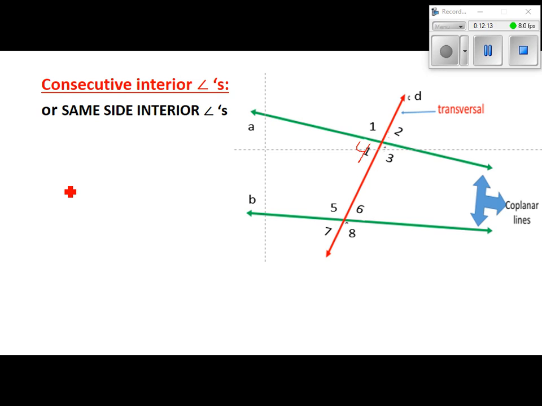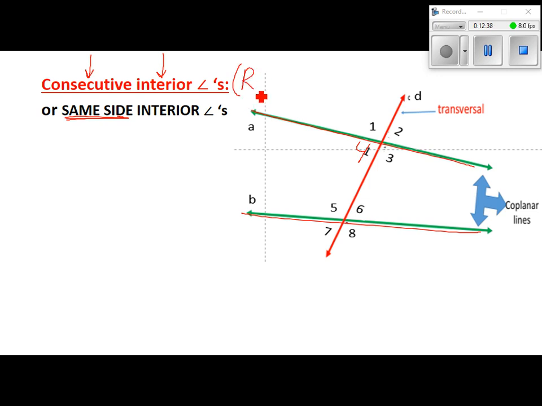The last special pair, consecutive interior angles. Consecutive interior angles, exactly what the name sounds like. Sometimes I call them same side interior angles. It means they're interior, so they're both on the inside of the two coplanar lines, but they're on the same side, or they're right next to each other.